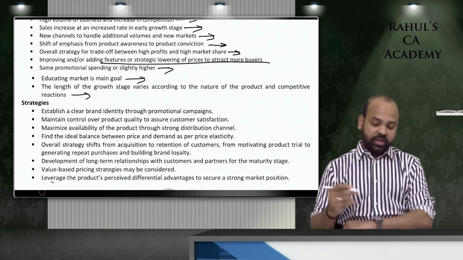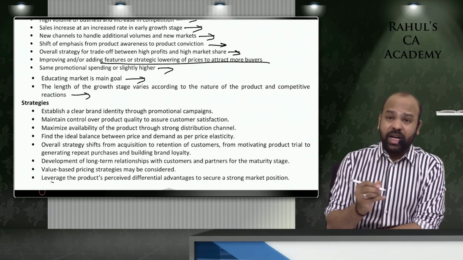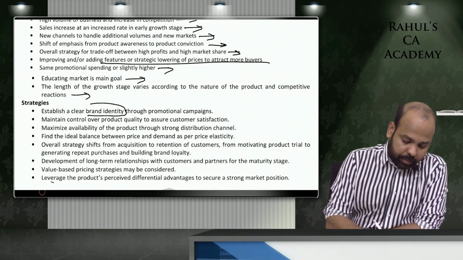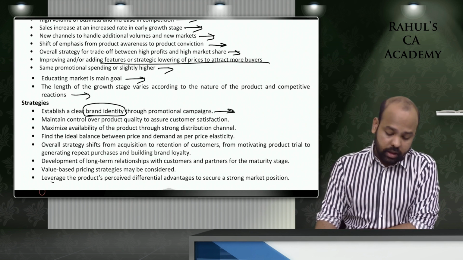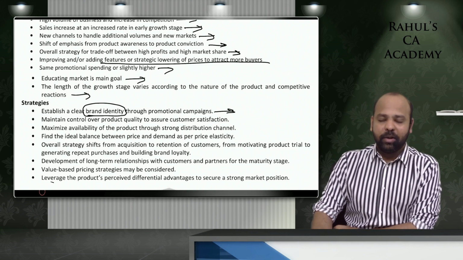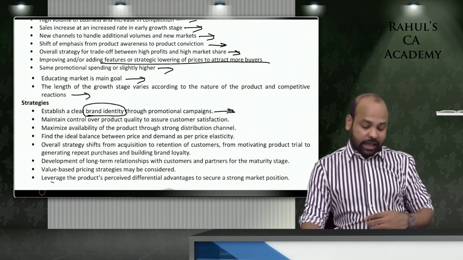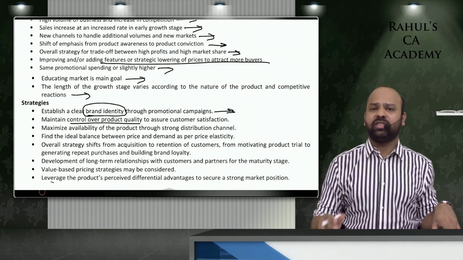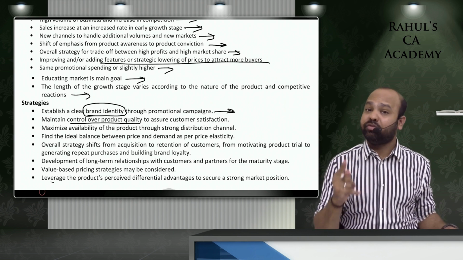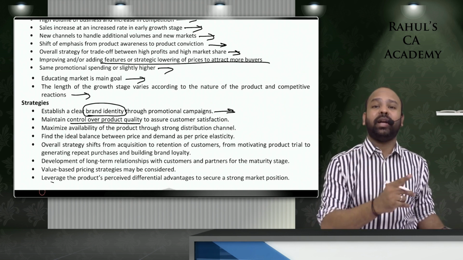Perfect. Strategies, guys. Your objective, beta, is to now establish a clear brand identity that you are the best. You are establishing that brand identity, beta. Brand identity, not bride, guys. Brand identity through promotional campaigns. Maintain control over product quality, guys. Just because your business is increasing so much, that does not mean, guys, you forget the fact that you'll have to still maintain product quality.